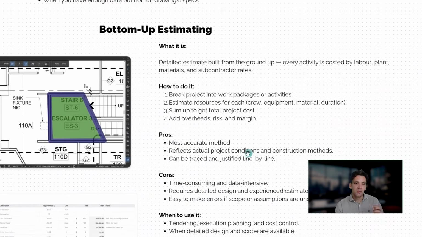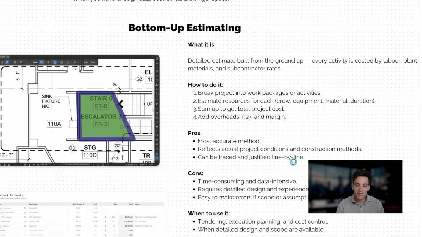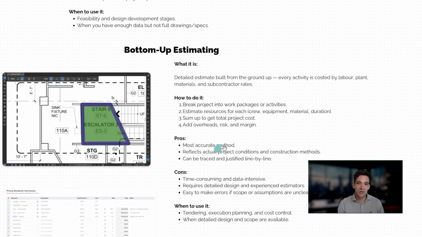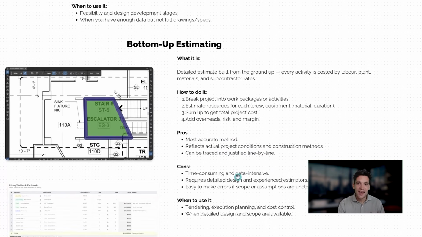So if we're talking about the pros of the bottom-up estimate, it is what you should be doing to sign a lump sum subcontract or price. If you're signing a contract, you should have a bottom-up estimate. You shouldn't be relying on a parametric estimate. It's going to reflect the actual project conditions and construction methodologies, and it needs to be able to be traced and justified line by line. But again, if you're underquoting jobs, if you're making mistakes, then it's going to cost you in the long run.